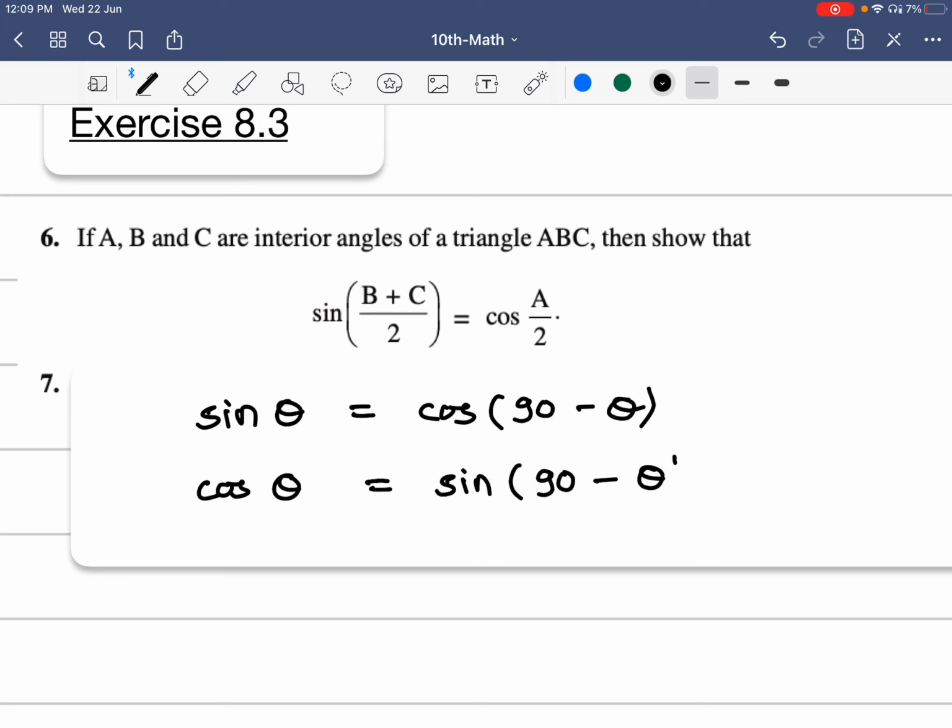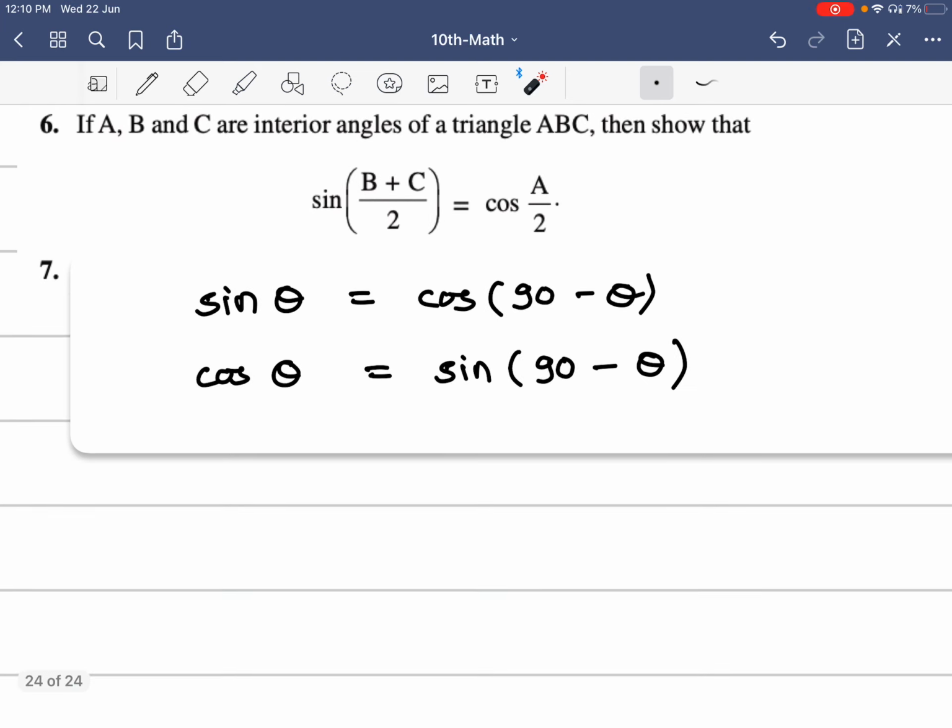So sine and cos are two trigonometric ratios which are related to each other by this complementary angle property. 90 minus theta is the complementary angle of theta. Complementary angles are the angles whose summation is equal to 90 degrees. So just a quick revision. Now we start with the left hand side of the equation. So let's start with the left hand side of the given equation.